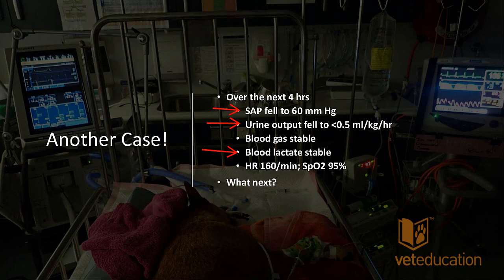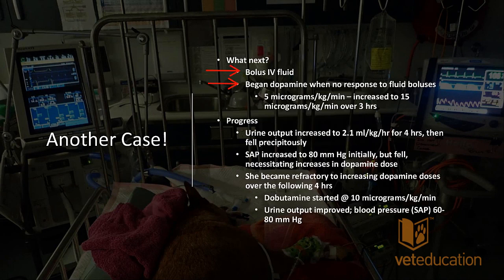And what you'll notice is that in the previous patient, we had kind of normal blood pressure. It was sitting at 90, but I just had poor urine output. This patient, my systolic arterial pressure has fallen to 60. I need to constrict my blood vessels. And that's the reason why we chose dopamine in the first instance in this particular patient. So we managed to get a bit of a response in urine output. It increased to 2.1 mL per kilo per hour for 4 hours, and then it pretty much stopped.